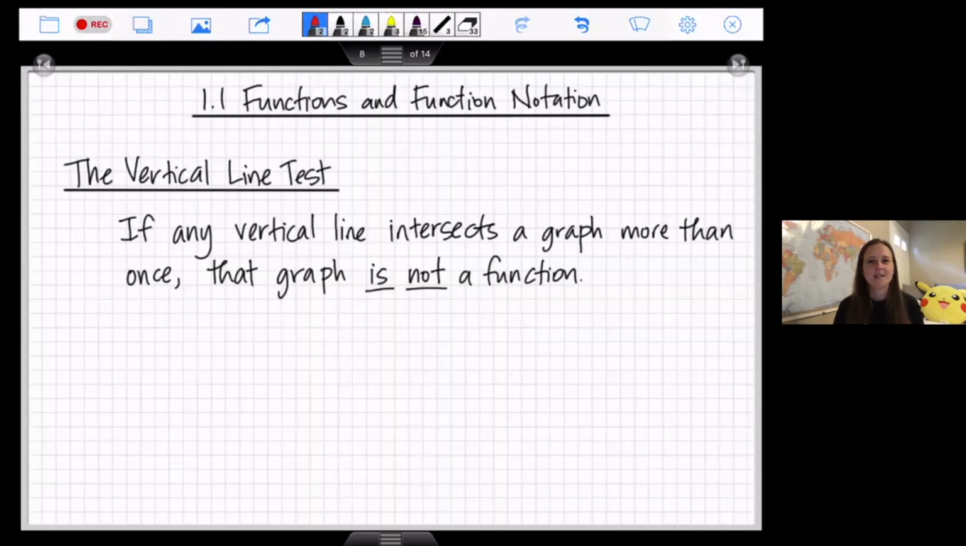All right, here's our vertical line test officially written down. If any vertical line intersects a graph more than once, like on our circle, that graph is not a function. So now we can identify whether or not an equation represents a function by looking at the equation and solving for y, and by looking at its graph using the vertical line test.